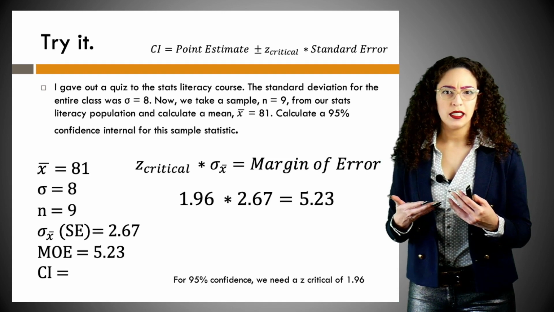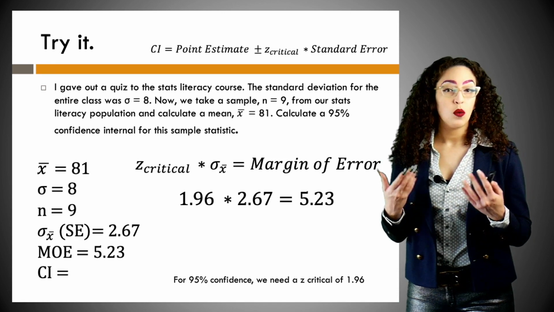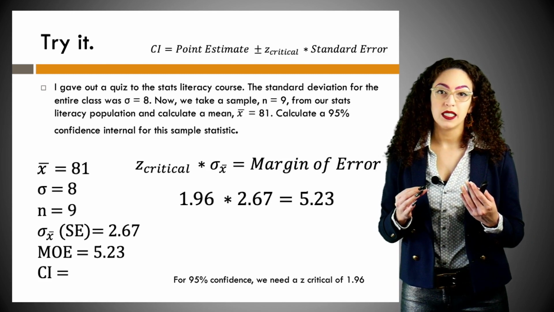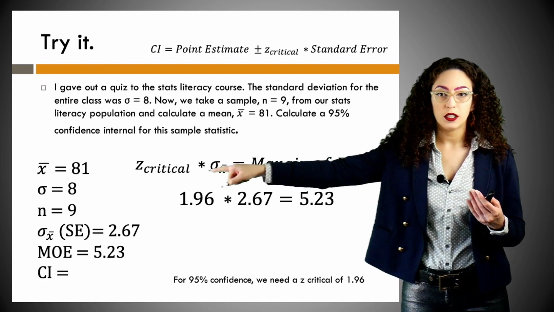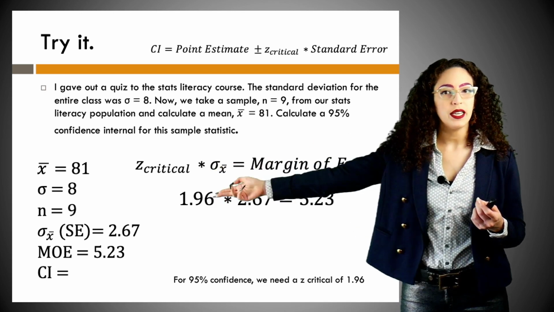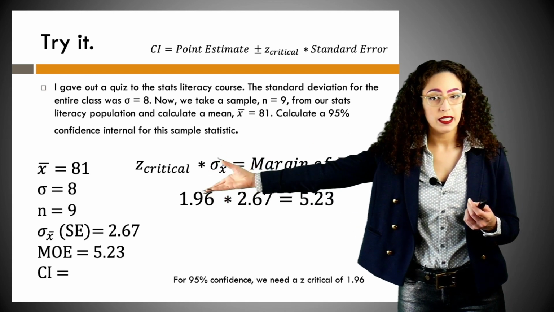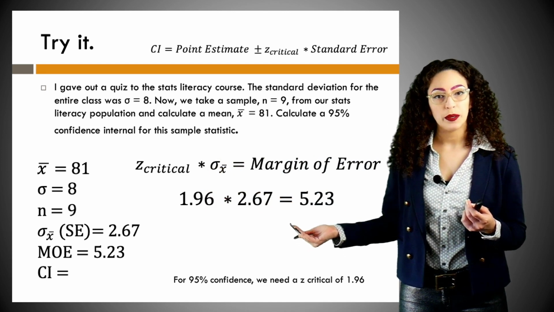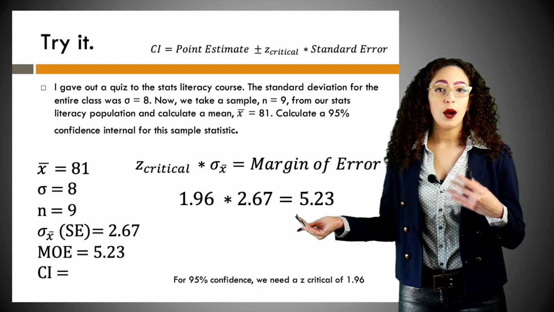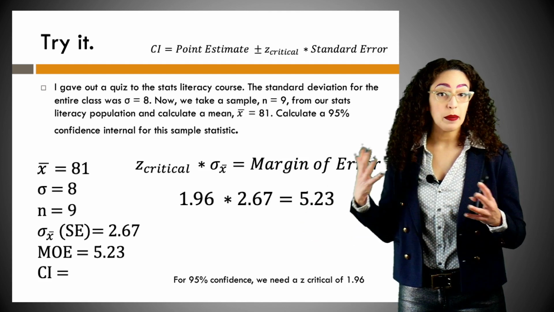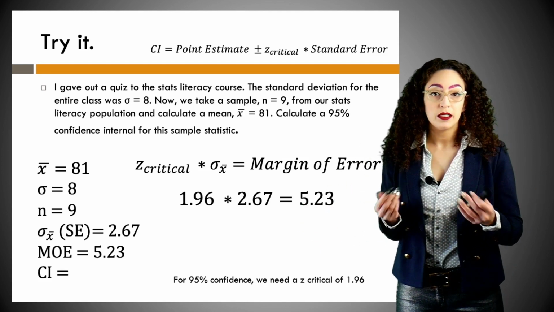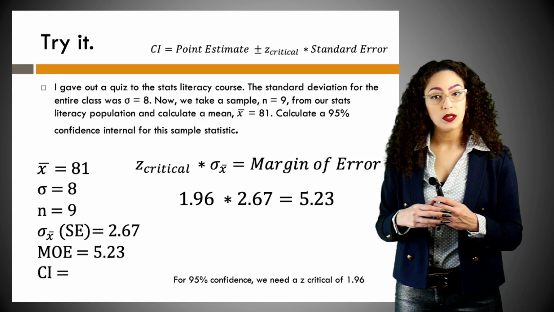Now we can calculate our margin of error. Now, how did I get the z critical? Where did that come from? What is the z value associated with 95% confidence? 1.96. That's where that came from. So now you take the desired level of confidence, that z value, times your standard error, and you get 5.23. This is now our margin of error. This is that plus or minus you're going to put on both sides of your point estimate. So now all you have to do is add those to both sides.